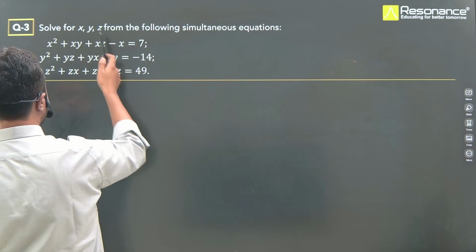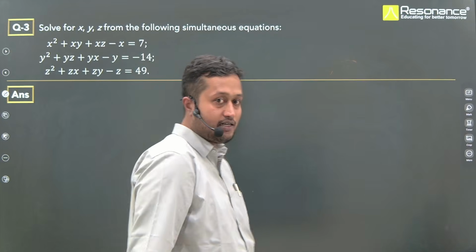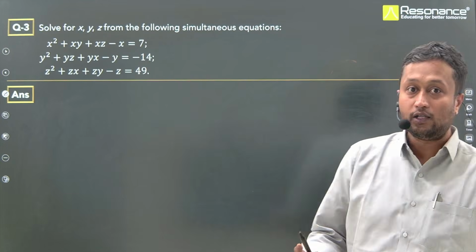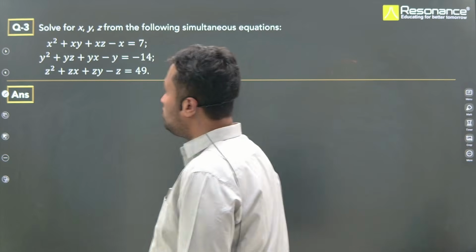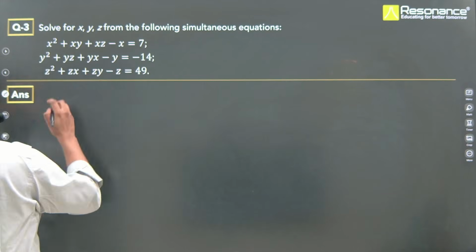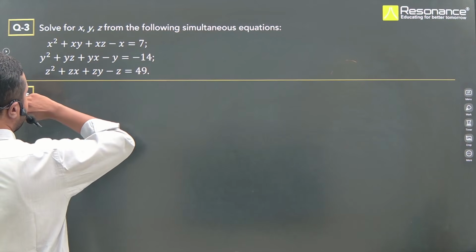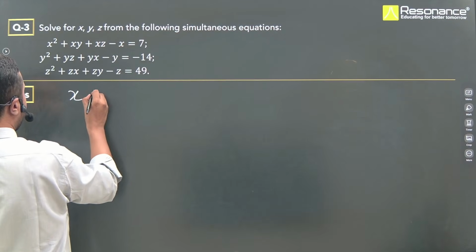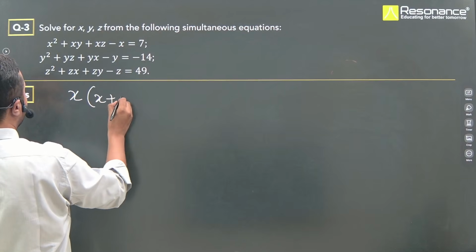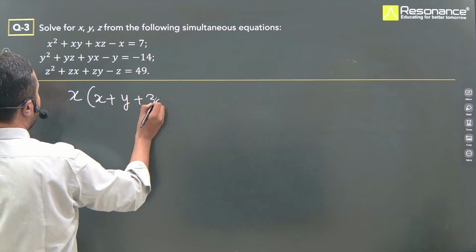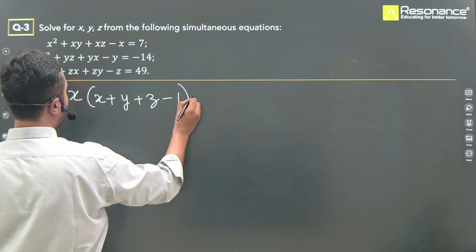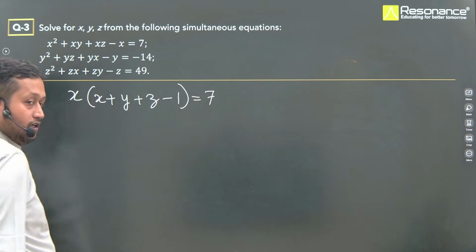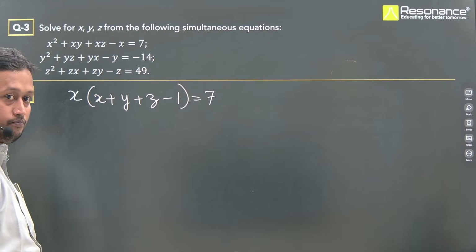You want to solve for x, y, z. So let's just say that x, y, z are some real numbers. We don't know those numbers, but they are supposed to satisfy all those equations. So this one's actually pretty easy. All you can do is take x common from the first equation, and you get x plus y plus z minus 1 is equal to 7.